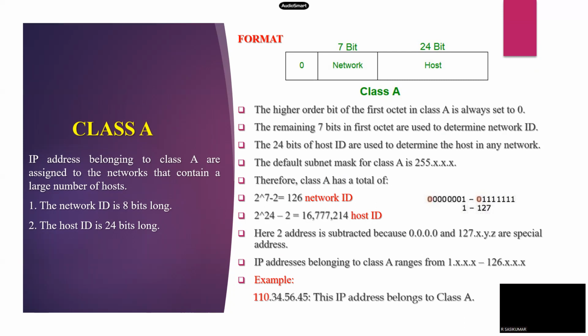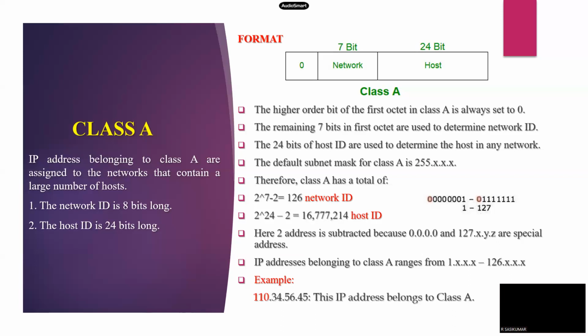That means the first is 0.0.0.0, in dotted decimal notation, and the last address is 127.x.y.z. So after subtracting 2 addresses, the remaining 126 addresses are assigned for network ID. And what about the host? The remaining 24 bits will be assigned for host.